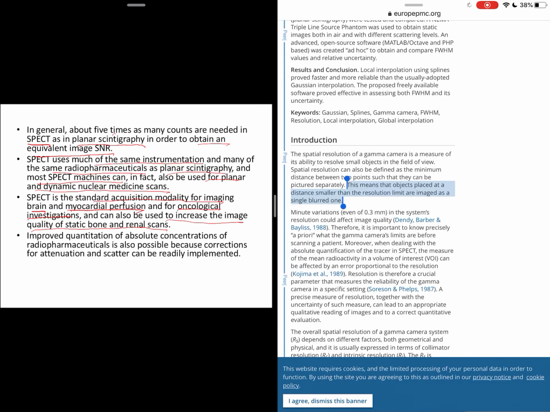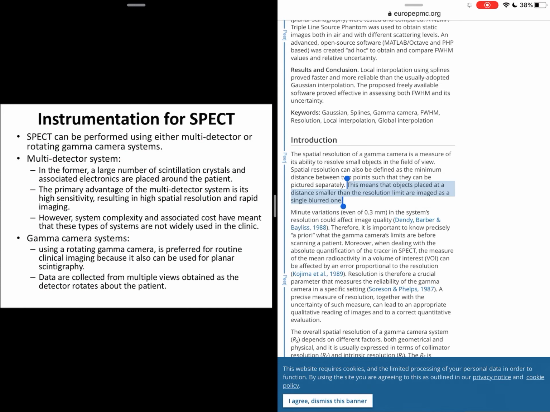It is also used for oncological investigations, and it can be used to increase the image quality of static bone and renal scans. Improved quantitation of absolute concentrations of radiopharmaceuticals is also possible because corrections for attenuation and scatter can be readily implemented.